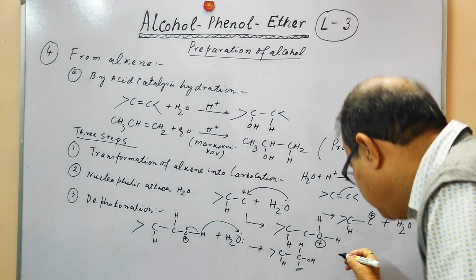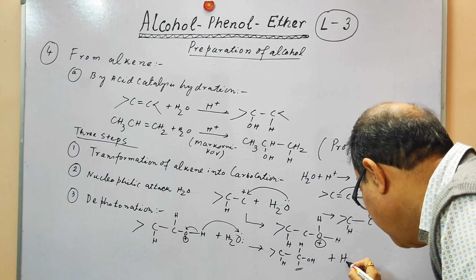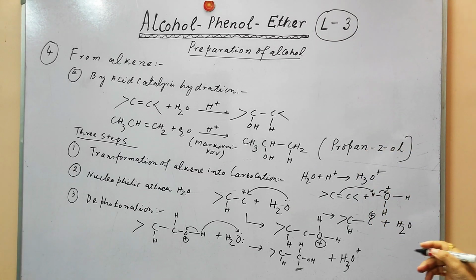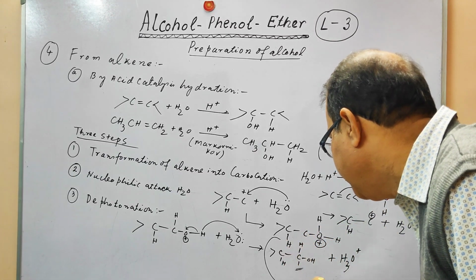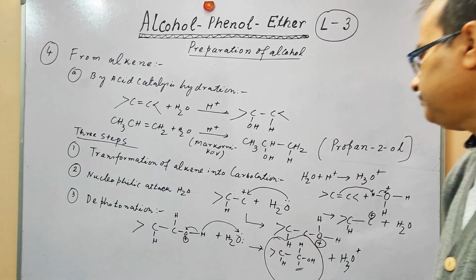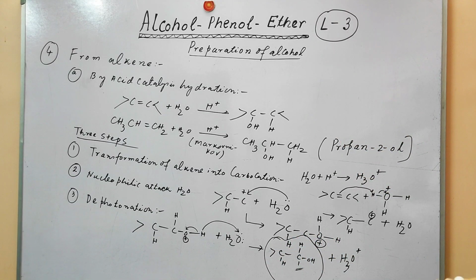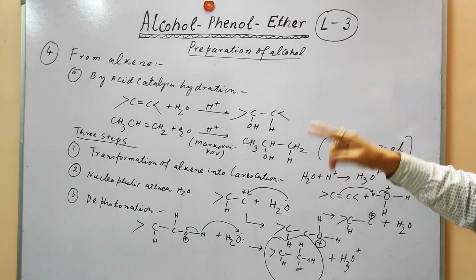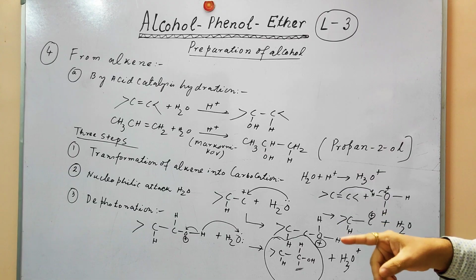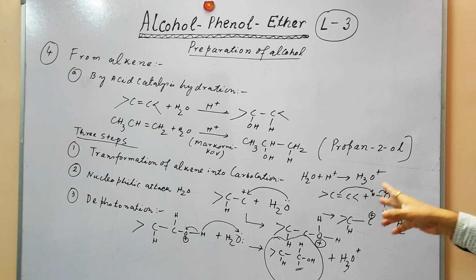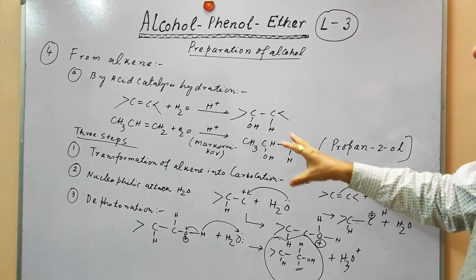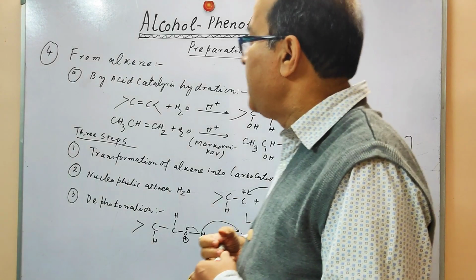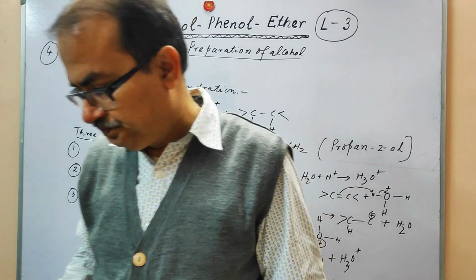And you can see the hydronium ion has been returned back. So alcohol is being formed here with this third step. So you can understand there are basically three steps: transformation of alkene into carbocation, then nucleophilic attack of H2O, and third is deprotonation of the product created after the nucleophilic attack. So there are three steps. We can see the acid hydration of the alkene.